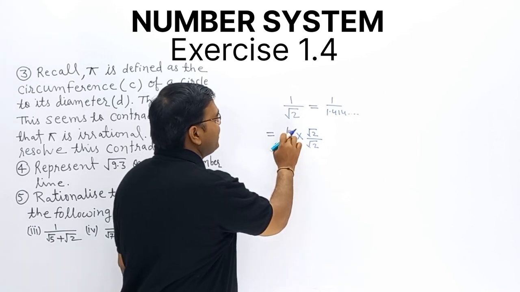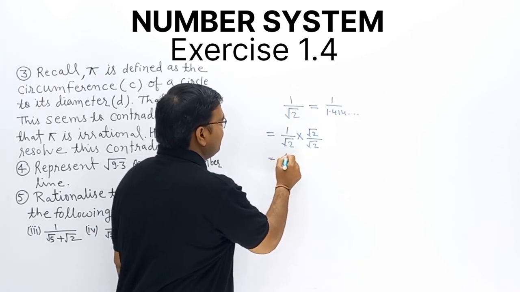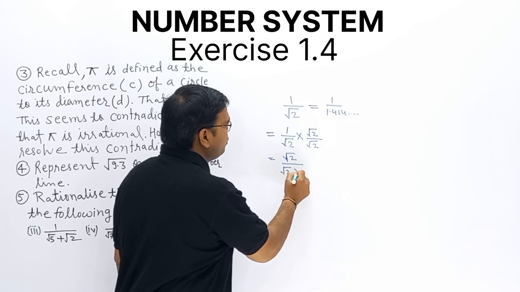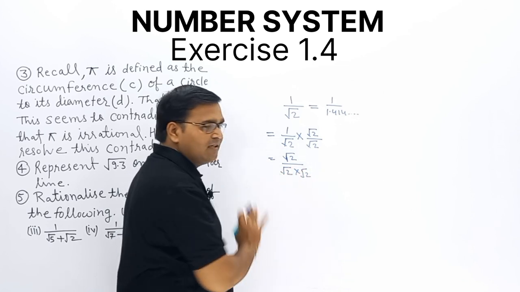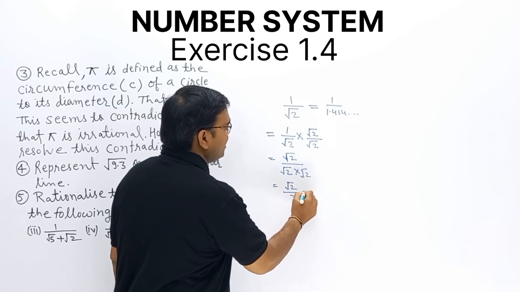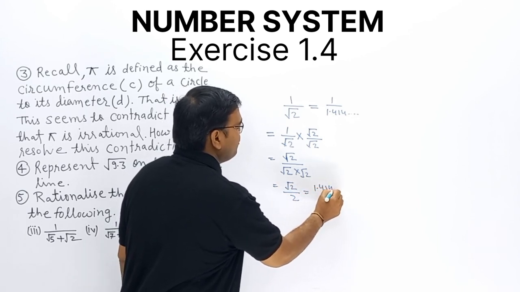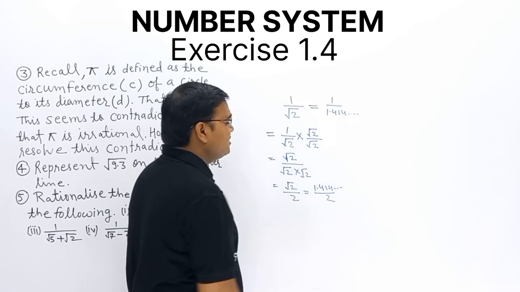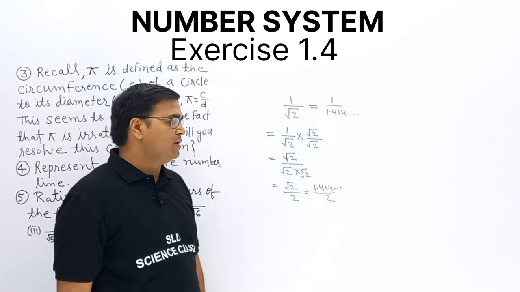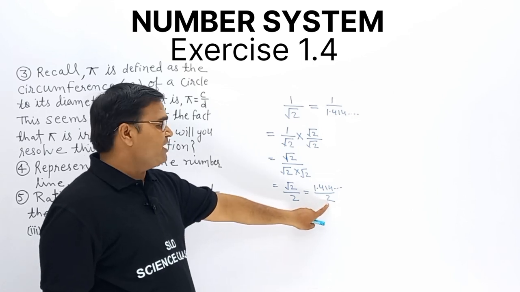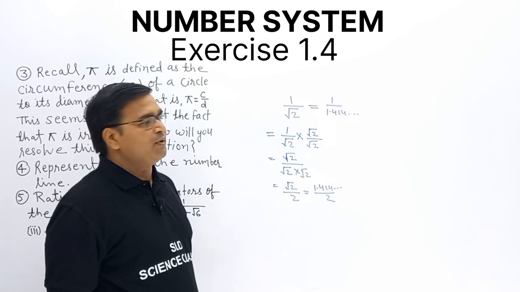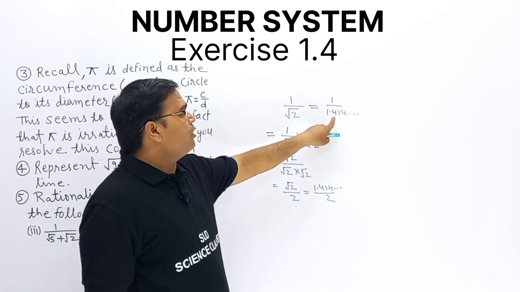Now we multiply 1 into this, which gives root 2. In the denominator we have root 2 into root 2, which gives 2. So we get root 2 upon 2. Now dividing 1.414 and so on by 2 is the easy process of dividing. In the denominator we now have the whole number 2. 2 is a natural number, so it is easy to divide, but the earlier form was not possible.